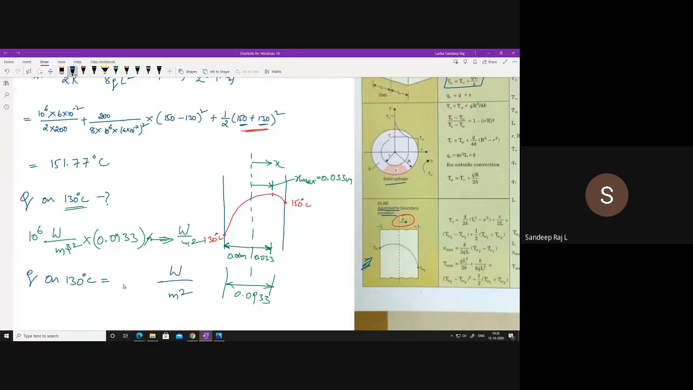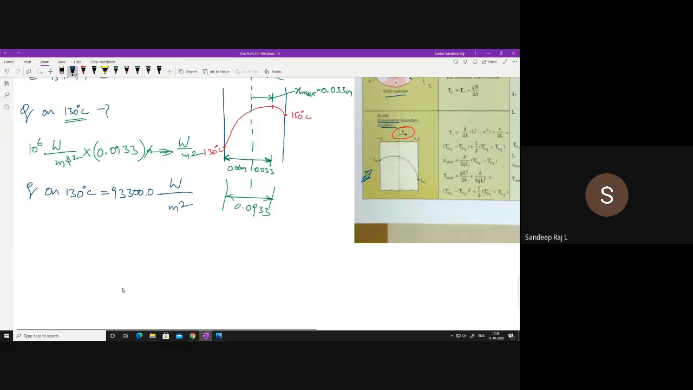Somebody tell me what is this value? Simple multiplication. 93300. 93300.0 you get. Okay, that is on the 130 degree centigrade side.